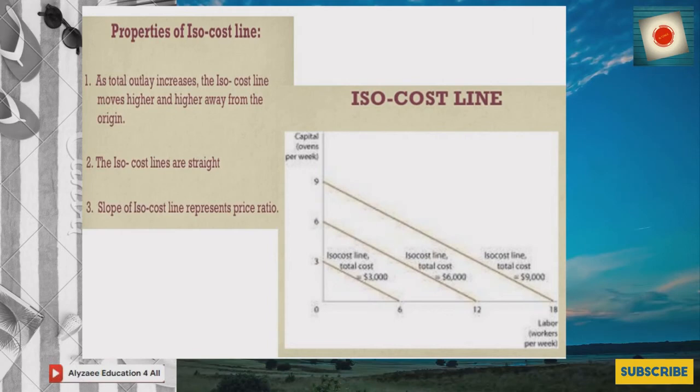and the same will go for the next line. So it means as capital increases, the number of workers or laborers increases, and the line pushes from $3,000 to $6,000, $6,000 to $9,000, and this is how it is presented here. One point needs to be noted here, that the slope of the isocost line represents the price ratio.